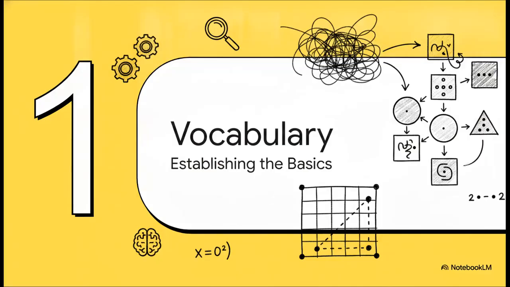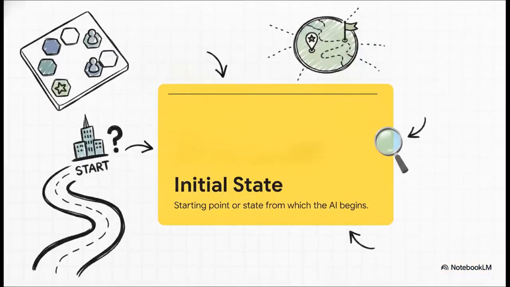All right, let's dive right into Section 1, establishing the vocabulary. Just getting the basics down. So, before an AI can solve anything, we have to translate all our messy human reality into the strict mathematical language of state space representation. Let's look at the foundational building blocks.